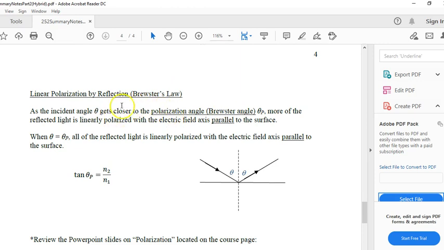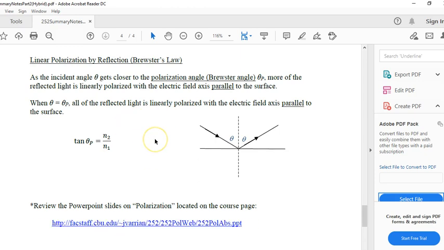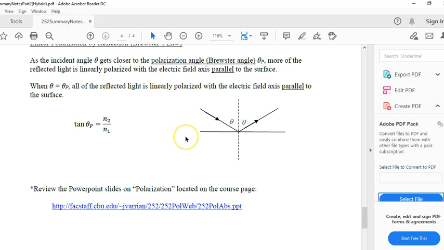And then linear polarization by reflection, an older name for which is Brewster's law, because the polarization angle sometimes is called the Brewster angle. And that's it. I'm going to end the video.